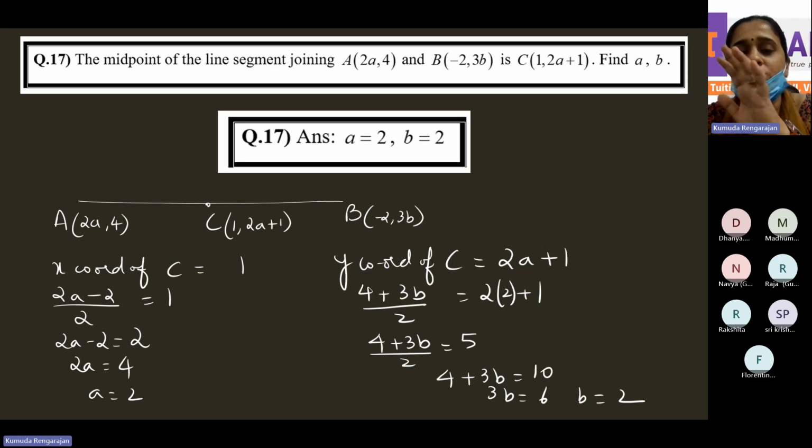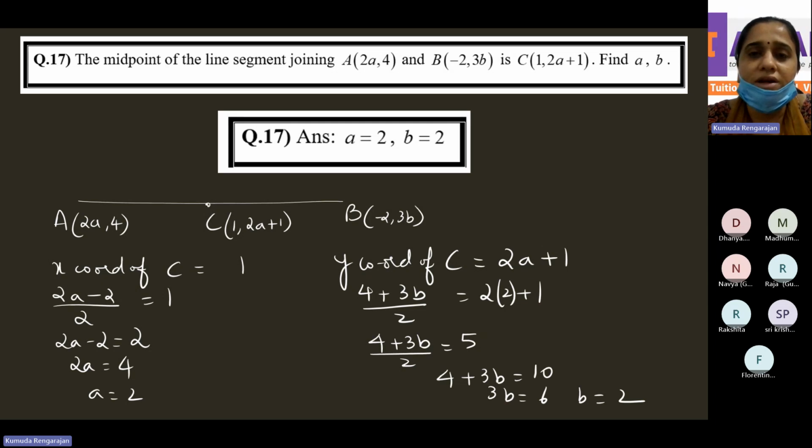Okay, so it's important to represent the information diagrammatically. Because C is the midpoint, the x coordinate of C is 1 and the y coordinate of C is 2a plus 1. Write that first.